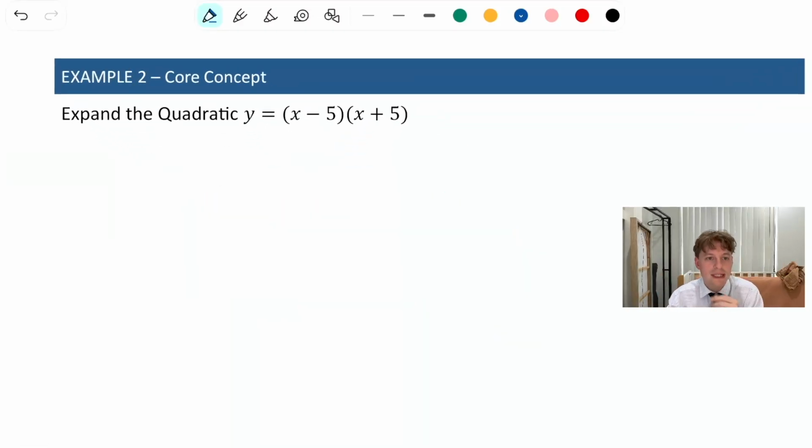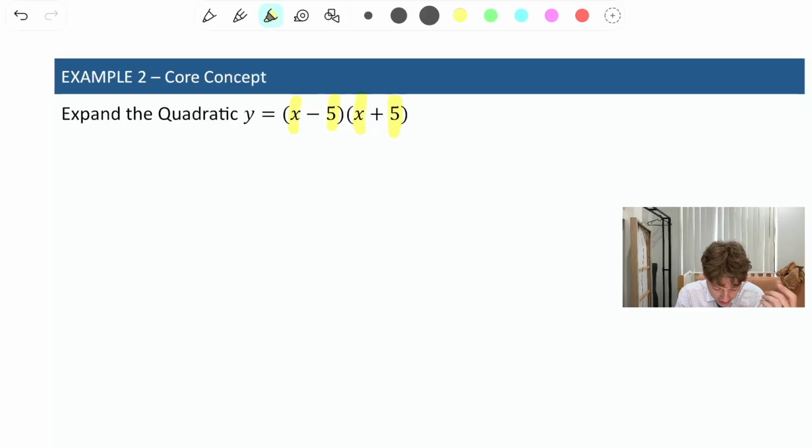Let's go across to example number 2. Now, example number 2 looks almost the exact same. It is a binomial expansion. This time, though, we want to pay attention to my brackets. I have an x and a number 5. So my numbers are exactly the same in this situation.